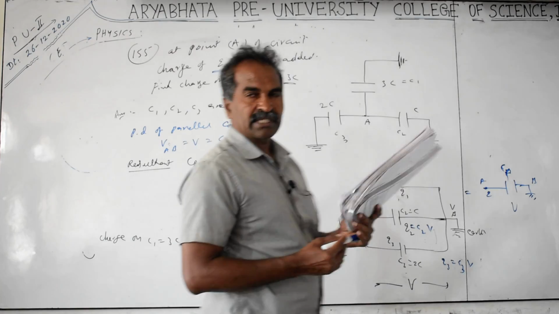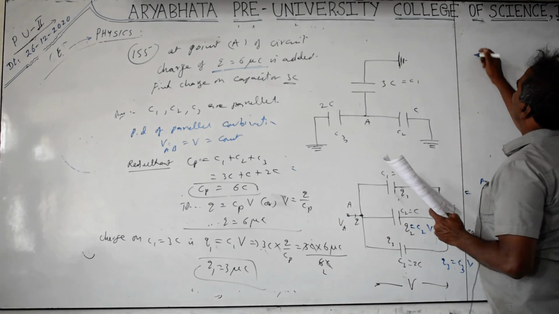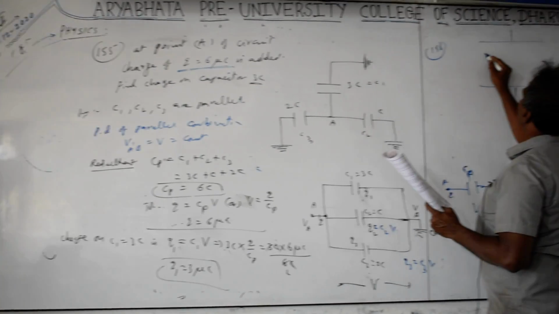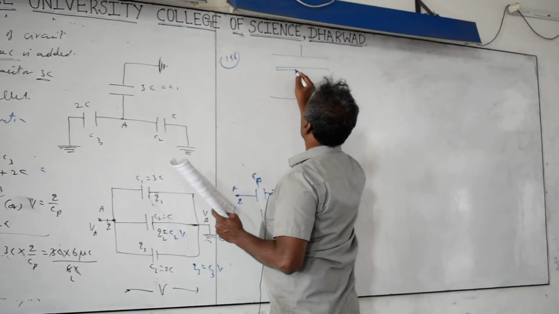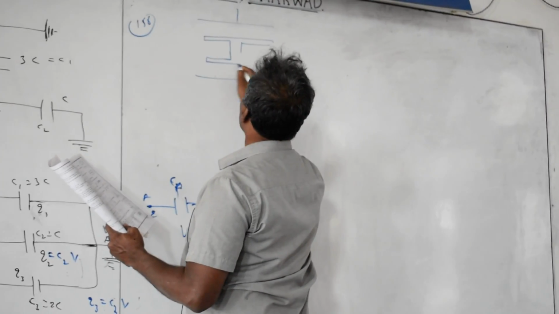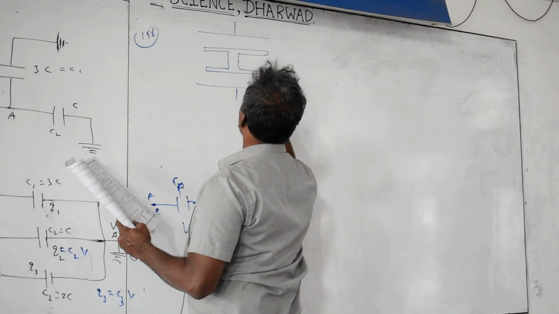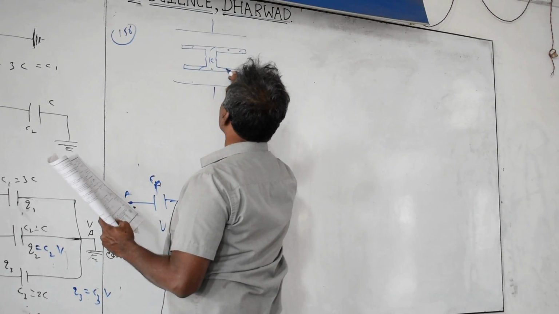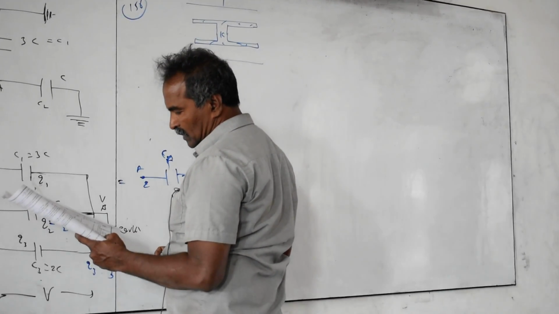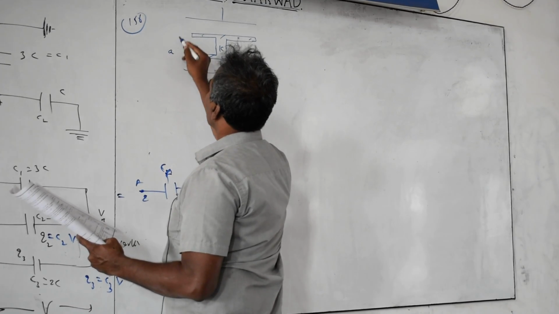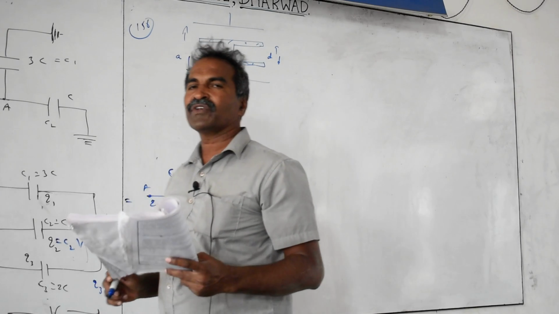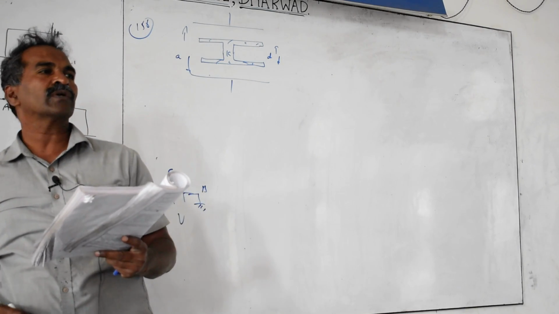In 156, I will just give the hint only. In question number 156, you are given 2 capacitor plates separated by some conductor. The shape is given as I, or H, sorry, H symbol. This is the conductor. Dielectric constant K equals infinity. The separation of the plates is A and this separation is D. So you can take it as a partially filled dielectric, but with the K equals infinity formula.